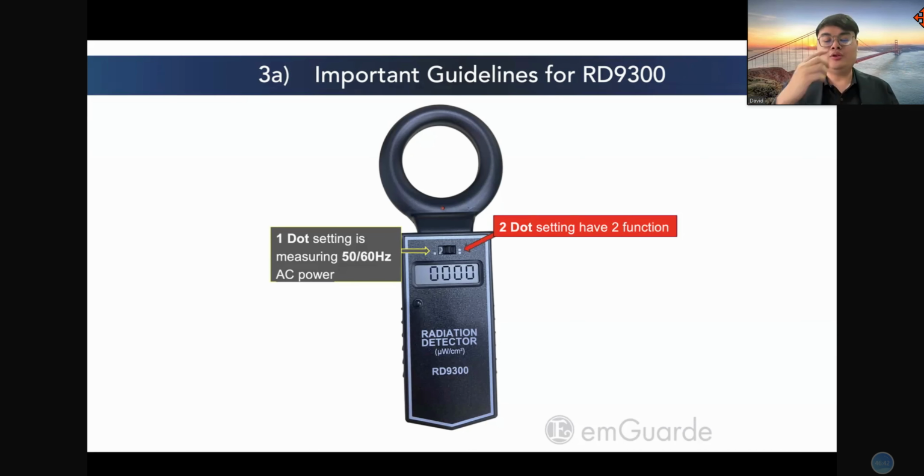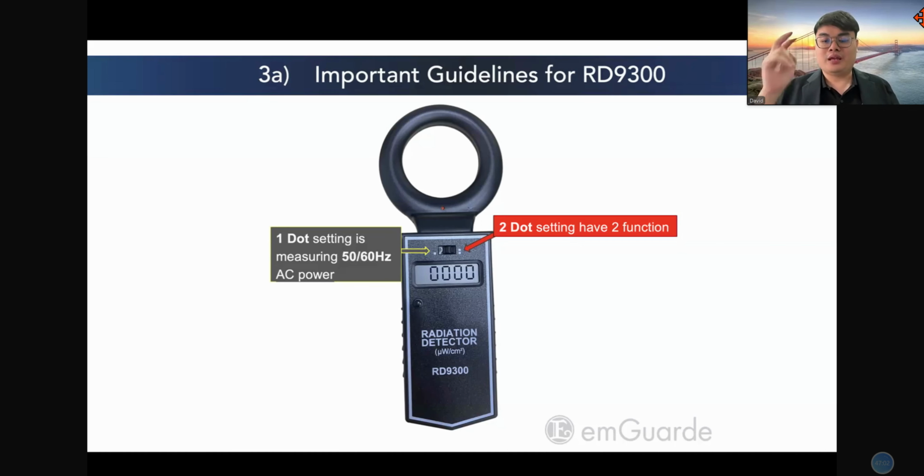So when you switch your detector from 1 dot to 2 dot setting, please make sure that the detector is off before you switch the mode, okay? And this is to prolong the life of the detector, you know? So when you push the detector to 2 dot, please make sure that the detector is off before you switch the mode between 1 and 2. All right, now let me re-emphasize.